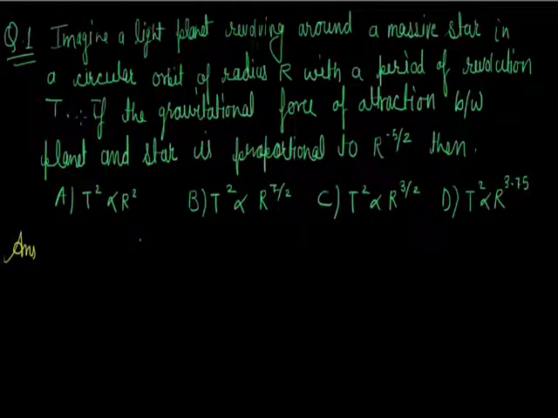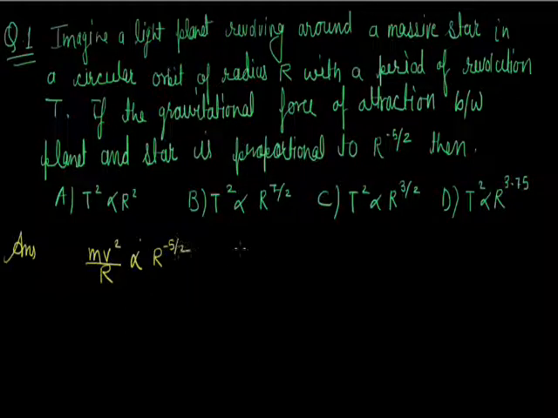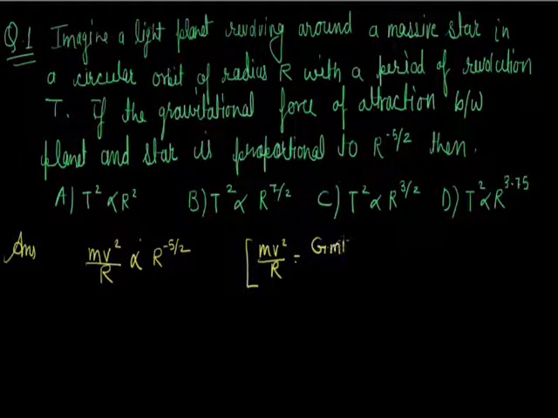So we can write that the centripetal force mv square upon r is proportional to r raised to power minus 5 by 2. As we know, circular orbital motion is possible only when the centripetal force mv square upon r is equal to gravitational force GMm upon r square, but here it is given that the force is inversely proportional to r raised to power 5 by 2. So here we will not write r square, we will write r raised to power 5 by 2.